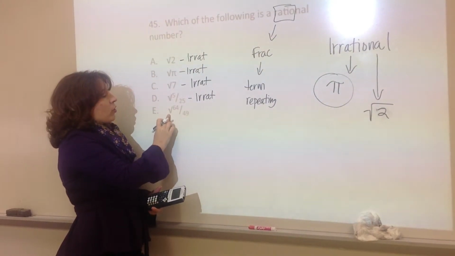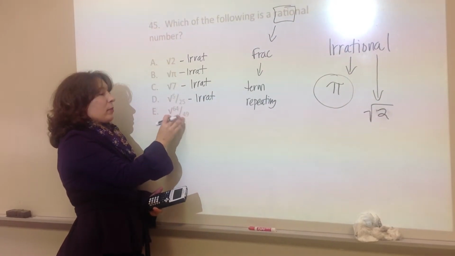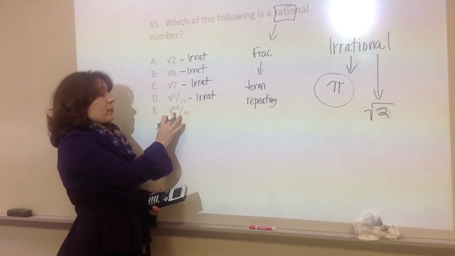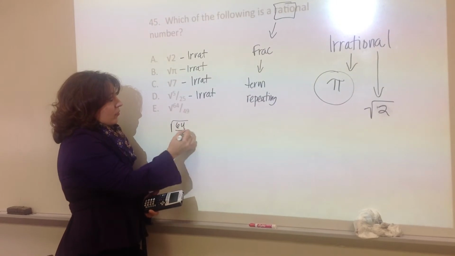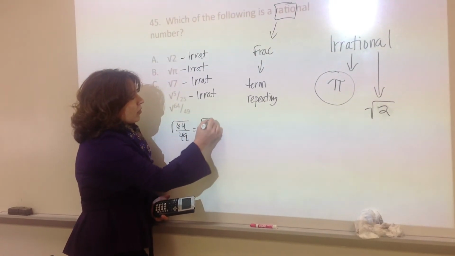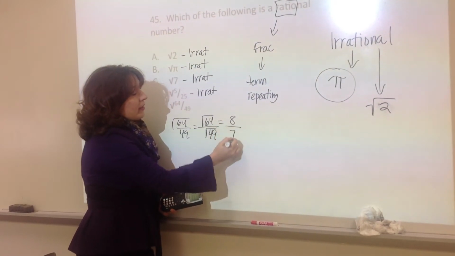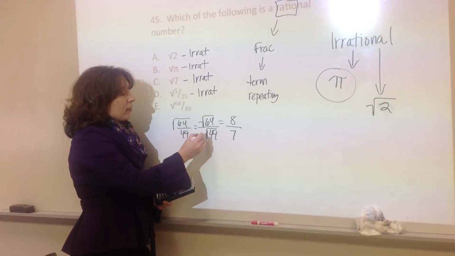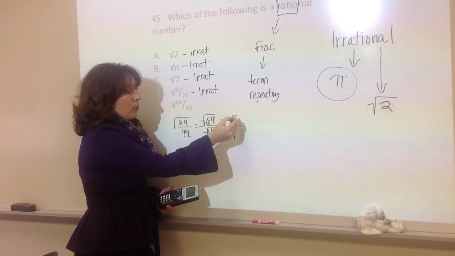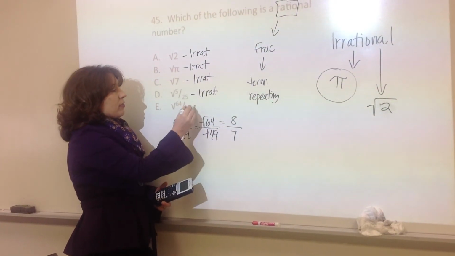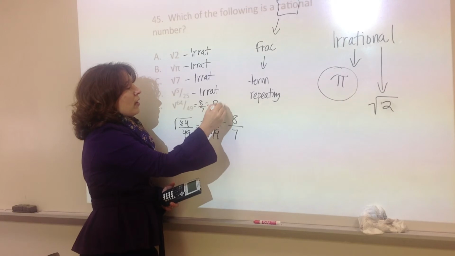So I want to know the square root of 64 over 49. Now, 64 and 49, you might remember, are perfect squares. They are numbers that you can take the square root of. So the square root of 64 over 49 is the same thing as the square root of 64 over the square root of 49. The square root of 64 is 8. The square root of 49 is 7. And because I knew the square root of 64 and I knew the square root of 49, those are rational numbers, plain 8 and plain 7. So this is actually 8/7, which is a ratio, so this is rational.